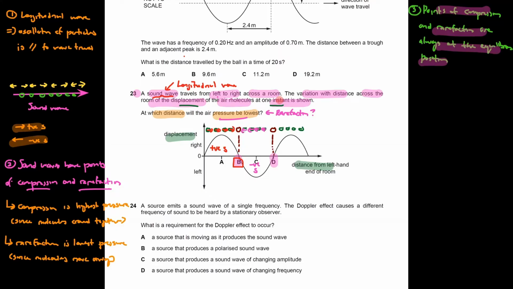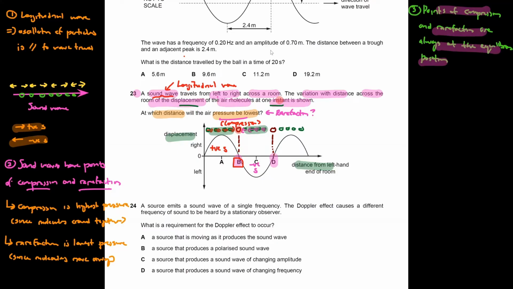So notice that right over here, the particles are crowding towards this point. So this one is supposed to be your compression, since the particles are all crowding towards this point.